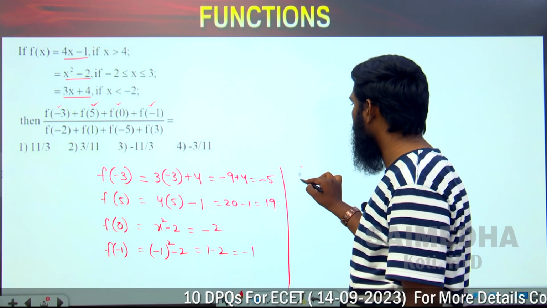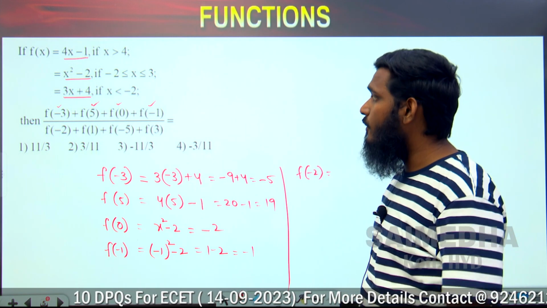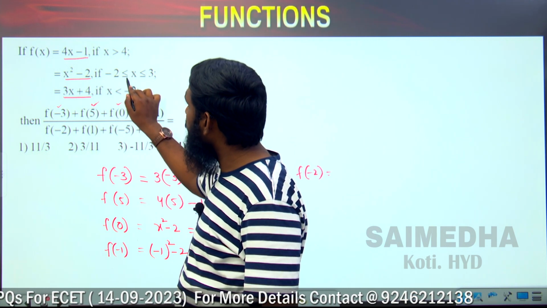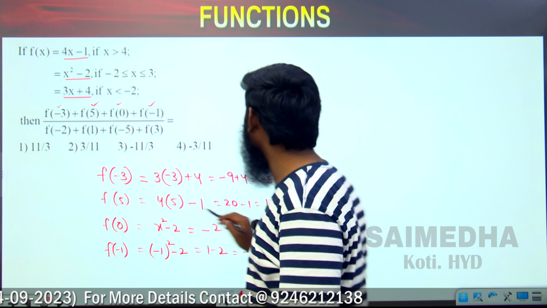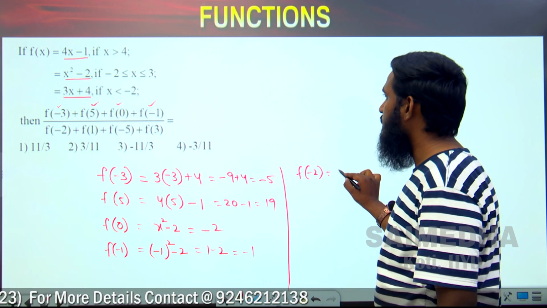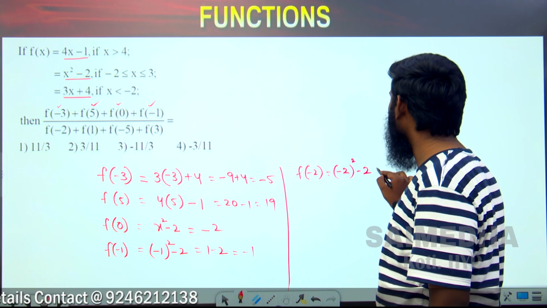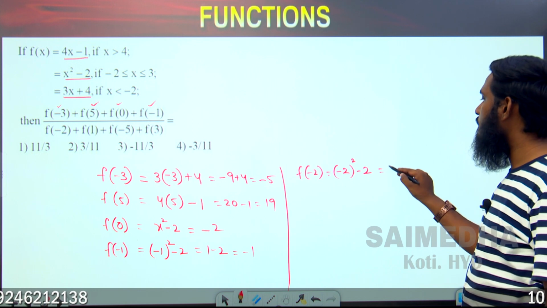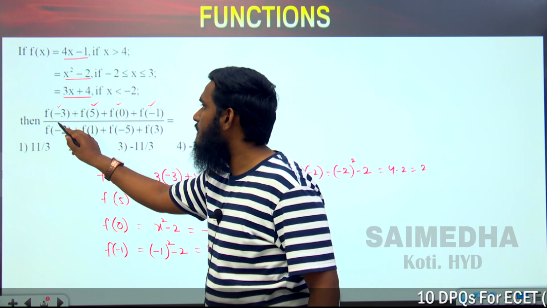F of minus 2. F of minus 2 means what do we have to take? Minus 2 is less than or equal to, so we have to include this number also, which means again we are taking x square minus 2 only. So (minus 2) whole square minus 2 is equal to 4 minus 2, which equals 2, okay, this part is completed. Now next what are we having?